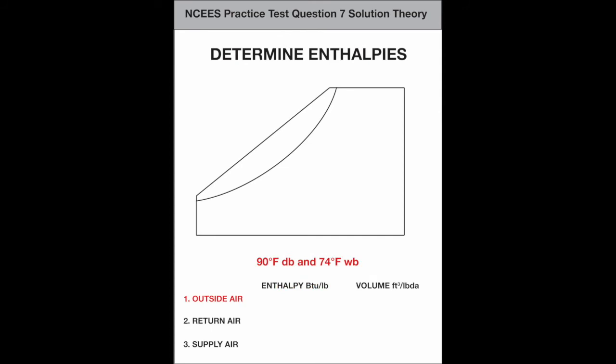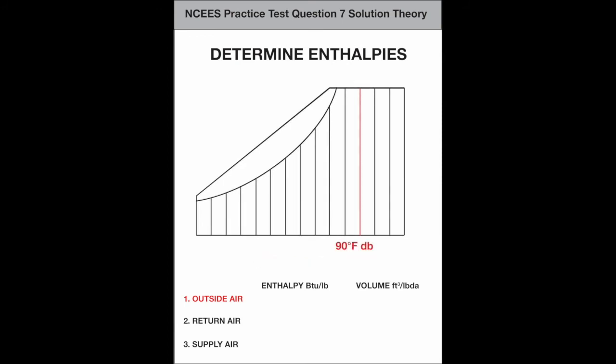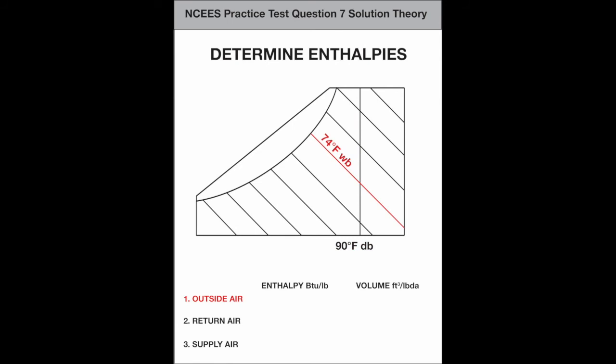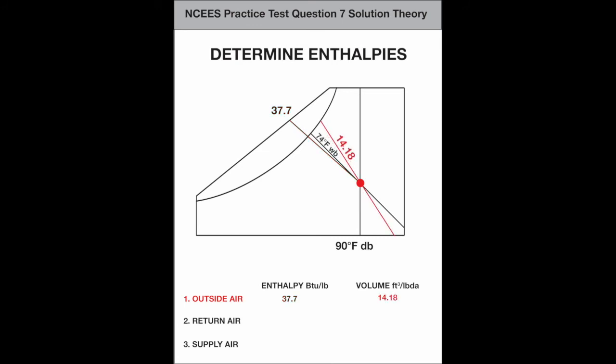The outside air is 90 degrees Fahrenheit dry bulb, 74 degrees Fahrenheit wet bulb. Look up where the dry bulb temperature of 90 intersects with the wet bulb temperature of 74. Enthalpy is roughly 37.7. Volume is roughly 14.18.